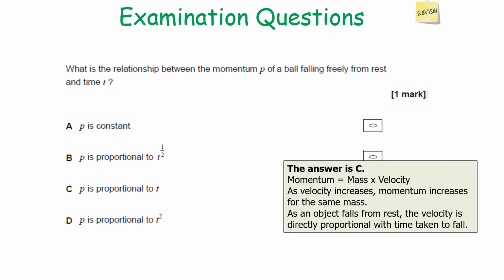Now if you can't remember that, that equation is found in the back of the exam paper in the equation booklet. Now as the velocity increases, the momentum will increase for the same mass in direct proportion. Now as an object falls from rest, the velocity is directly proportional with the time taken to fall, because the longer it falls, the faster its velocity, because we know it's accelerating due to gravity, which is a constant in this situation. So therefore P is going to be proportional to T.